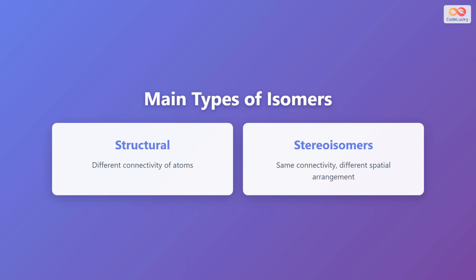Isomers are classified into 2 main types. The first type is structural isomers, where atoms have different connectivity. This means the atoms are bonded together in different sequences or patterns. The second type is stereoisomers, where atoms have the same connectivity but different spatial arrangements. In stereoisomers, the atoms are connected in the same order, but they're oriented differently in 3-dimensional space.